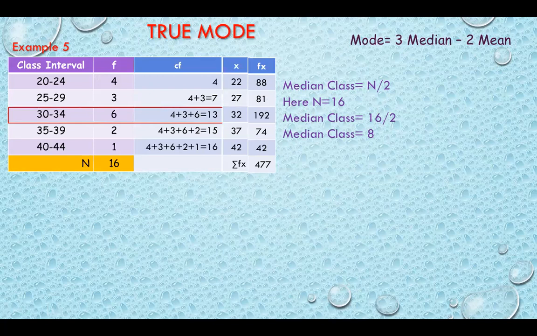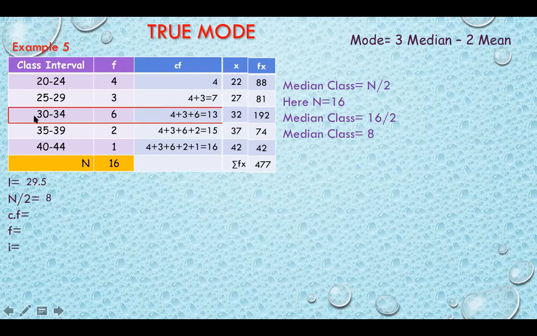As we have already discussed this, so I will wind it up. Then we have to find the lower limit of this class, the cumulative frequency below this class, the exact frequency of this class, and the class interval. The lower limit of this class is 29.5, and we have calculated n by 2, which is 8.